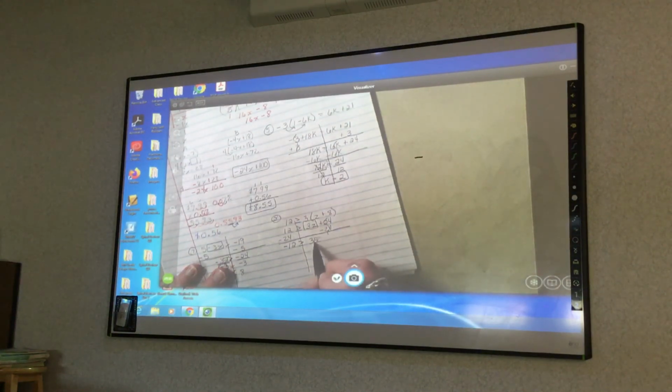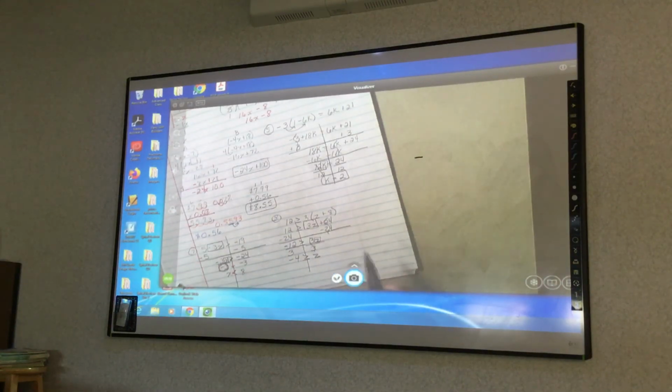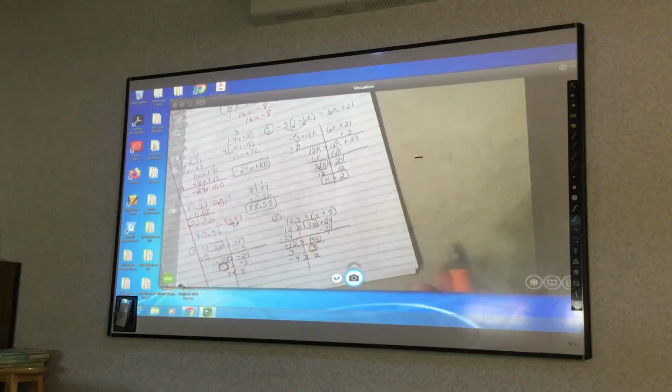To get z by itself, I'm going to divide by 3 on both sides. So now negative 12 divided by 3 is a negative 4. Because I'm only dividing by a positive, I keep the sign the same. So negative 4 is greater than or equal to z. So you keep the sign when you're dividing by a positive.